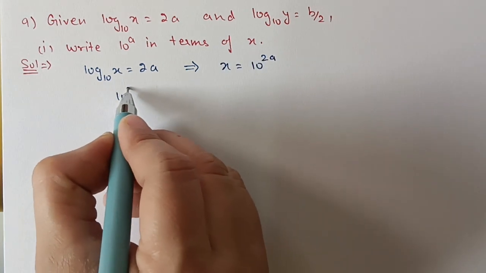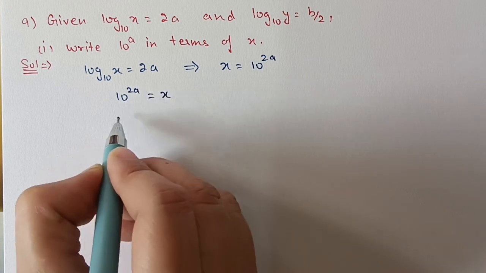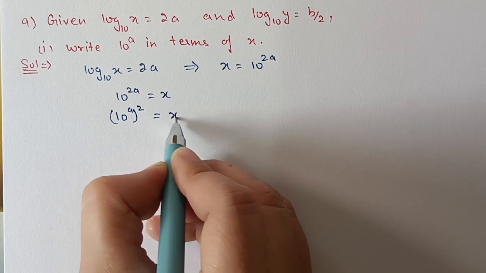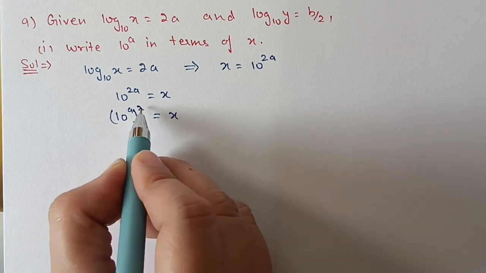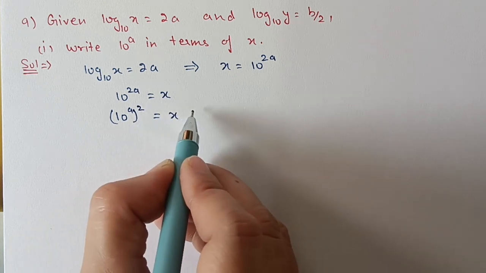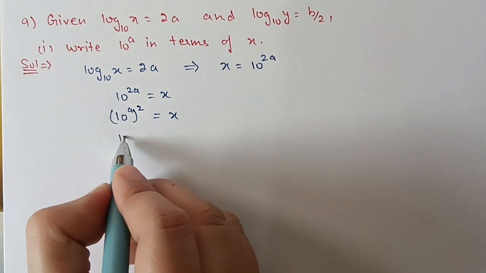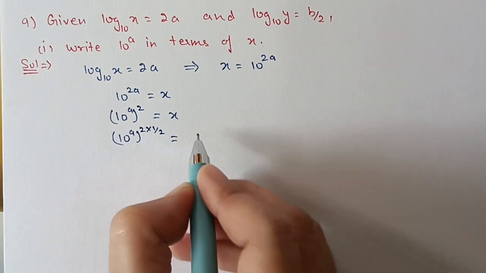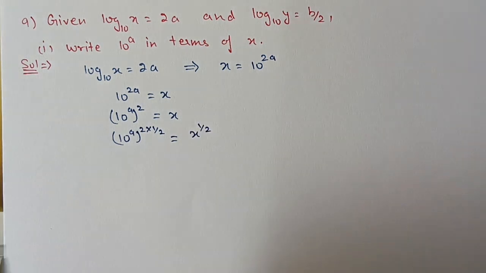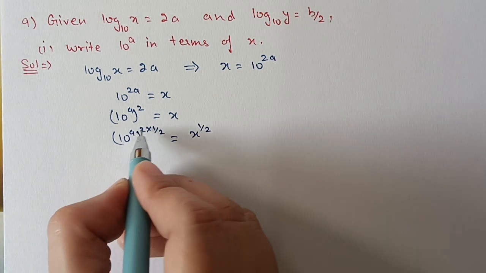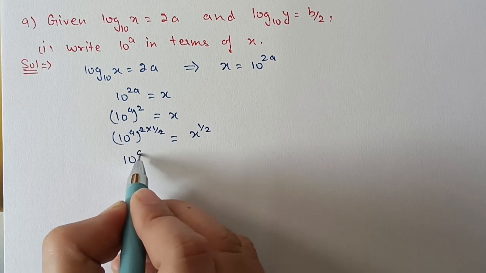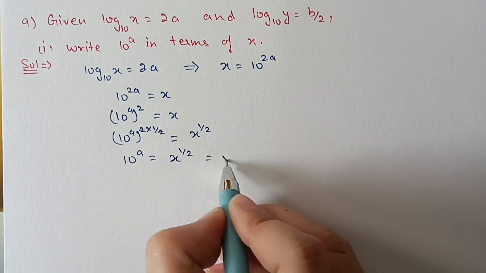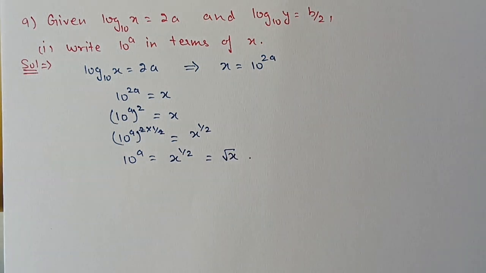So we have 10 to the power 2a is equal to x. 10 to the power a whole power 2 is equal to x. So this 2, if we shift to the other side, it will become power half. So 10 to the power a whole power 2, multiply with 1 by 2 on both sides, power 1 by 2. So this will cancel out. 10 to the power a is equal to x to the power half, or you can write it as root of x.